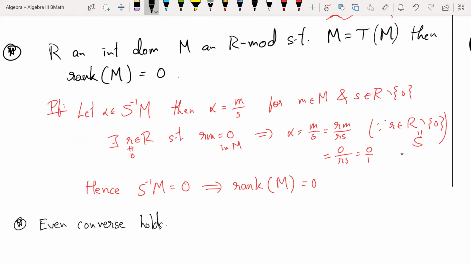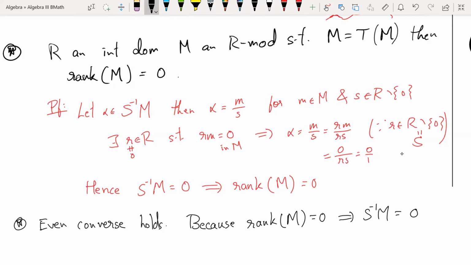So if the rank of M is zero, that tells you that S inverse M is zero, because rank M zero implies this vector space must be zero. Otherwise, if it is not zero, then the dimension is at least one.